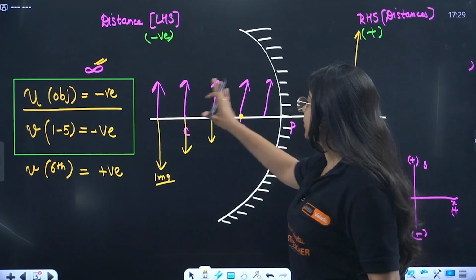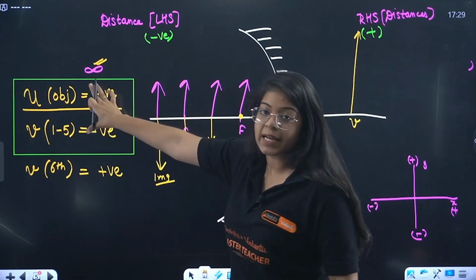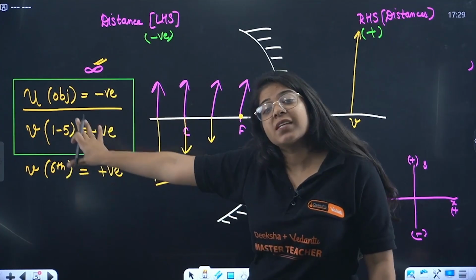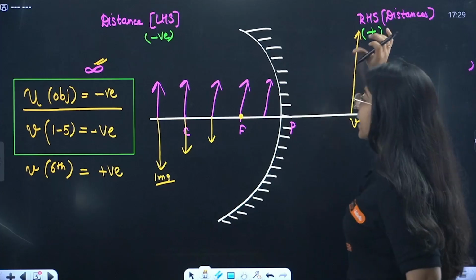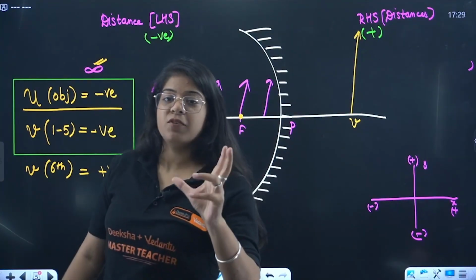For the first 5 cases, all the images are formed on the left hand side. On the left hand side, all the distances are taken as negative. So U is always negative. V is on the left hand side for the first 5 cases, that is negative. For the 6th case, that is our stupid case, V is on the right hand side. Right hand side is powerful, so we have a positive sign for the right hand side.